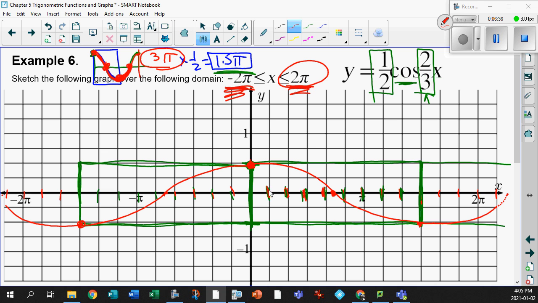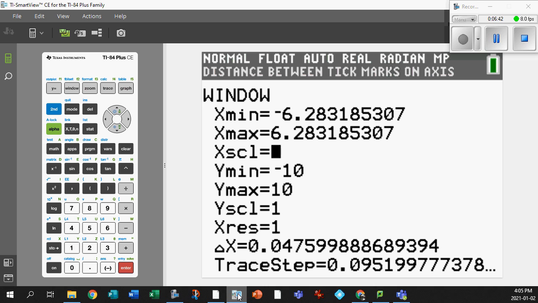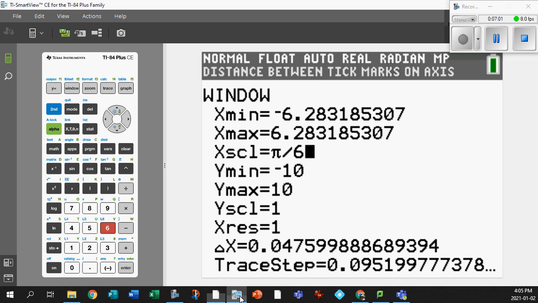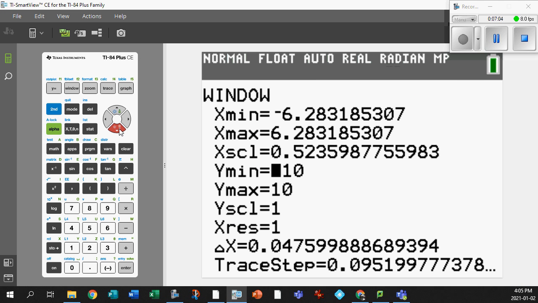Let's go back to what we have here. Notice that we're going up 1, 2, 3, 4, 5, 6 to make a pi. So we're going up by a scale of pi over 6. So put it in. Second pi divided by 6. That's the ticks going up a pi over 6. Now, how about our y? Our y went from about 1.5 to -1.5. That looks about right. So -1.5 to +1.5.